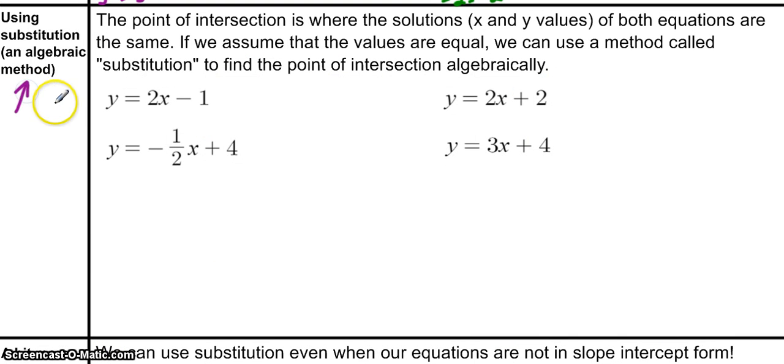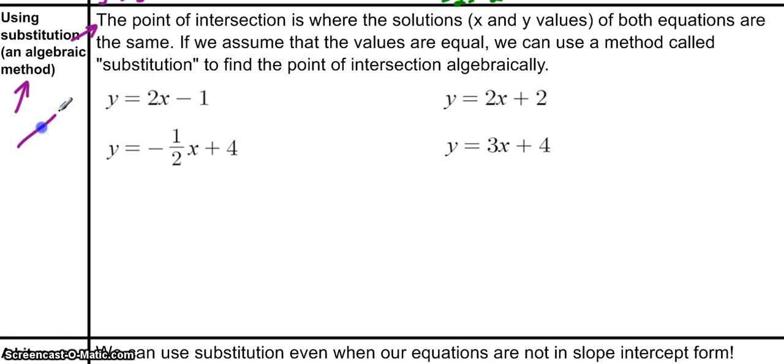Using substitution, an algebraic method. The point of intersection is where the solutions, the x and the y values, of both equations are the same. We learned that in the last two examples. Now, if we assume that the values are equal for both x and y, we can use a method called substitution to find the point of intersection algebraically.